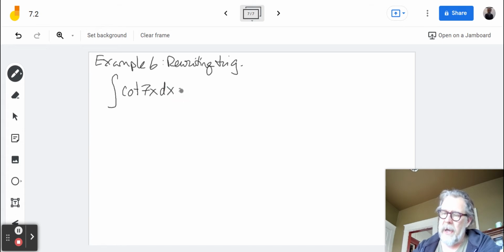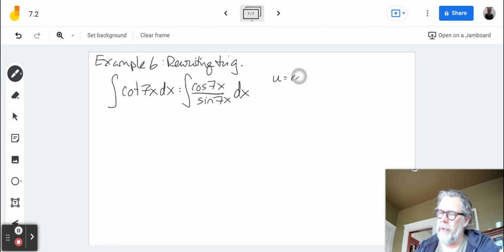Well, we know that cotangent is cosine over sine. So we need a substitution. So let's look at a couple possibilities. First of all, u is equal to cosine of 7x. The differential du is 7 times the negative sine of 7x dx.